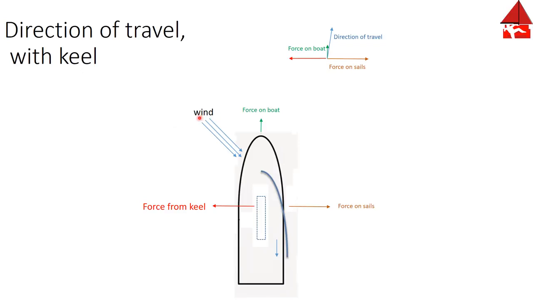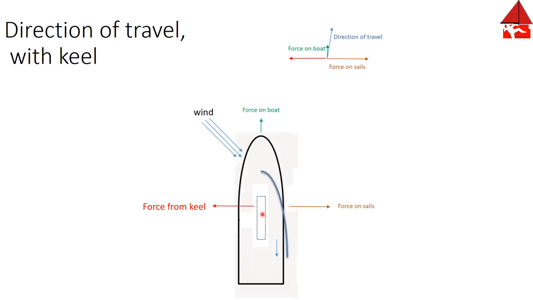So here we have the same diagram. We still have the wind coming in from off of the port side, about 45 degrees. We still have the wind hitting the sails and being redirected aft to give us a little bit of force moving us forward. We still have the force on the sail pushing this boat to leeward, but in addition what we've added this time is the keel sticking down under the boat.